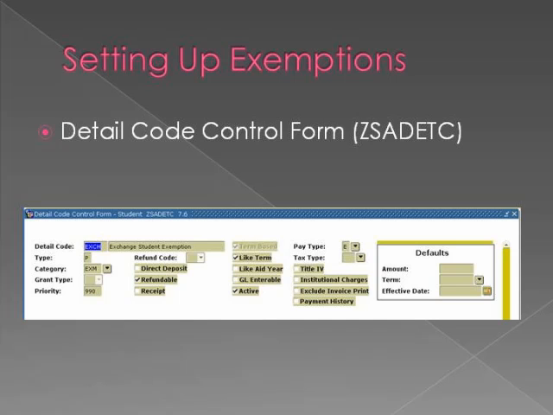Okay, this is an example detail code, and this one happens to be for an exchange student exemption, and it is a payment type detail code with a category of EXM. If you'll notice, our priority is set to $9.90, and that is because it will pay for specific charges that have a priority right now, $9.90 or above.